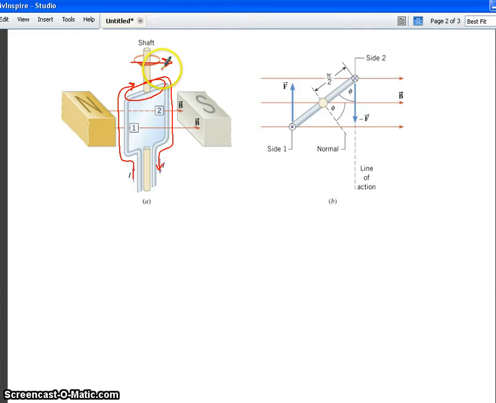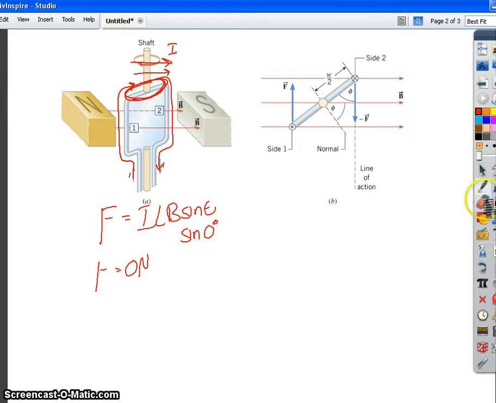The current's going this way, which would be our thumb. Our thumb will be pointing that way, and notice here the magnetic field. So the current and the magnetic field are both going in the same direction. So in this situation, F equals ILB sine theta. This is going to be the sine of 0 degrees, because there's a 0 degree difference between these two. So the force on this top section right here is 0.